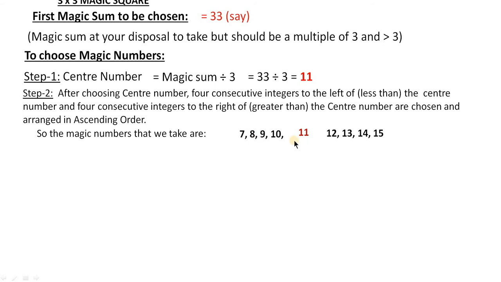Here in this case, the common difference is 1. 10, 11, the difference is 1. 9, 10, the difference is 1. So I can choose like that also, keeping a common difference between the numbers I have taken. So here I am taking a common difference of 1, and I have taken the numbers from 7 to 15 to fill in the magic square.